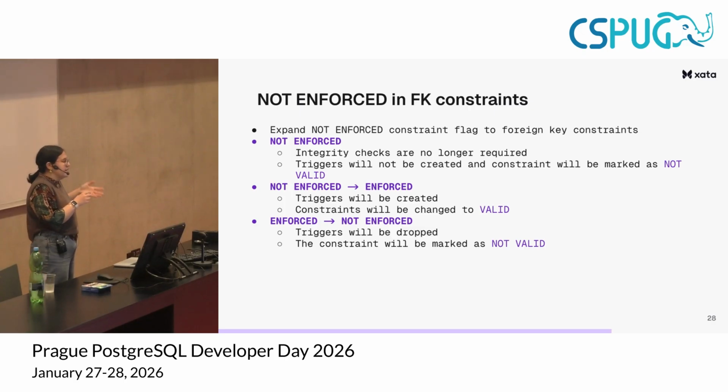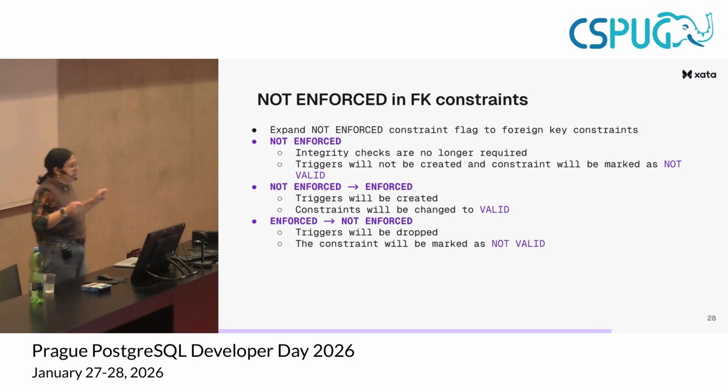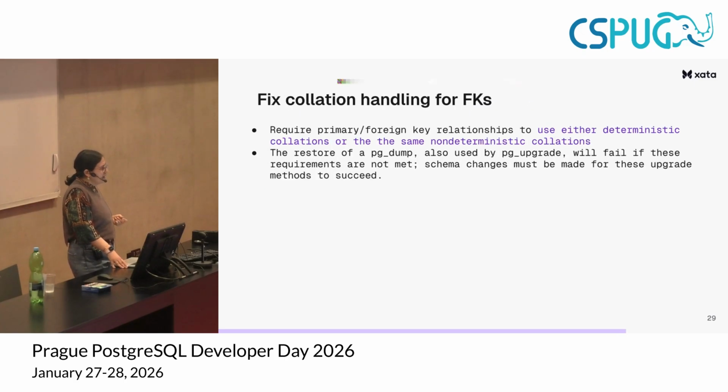And if it was enforced and you change it to not enforced, it deletes the triggers that perform the integrity checks, and then marks the constraint as not valid. It's a good advantage, because for systems that will benefit from this, it's amazing. It's one step ahead of validation, but that's why I wanted to put it here. I think it's more important for foreign keys than for check constraints for sure.